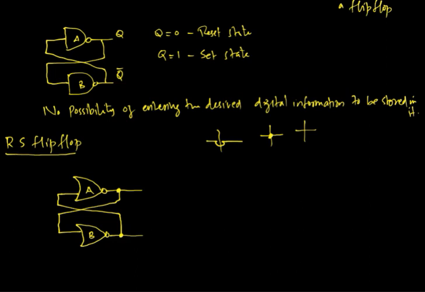Now, a NOR gate can have two inputs. So one input is given from the output of the other NOR gate, and here we are giving some inputs, and these inputs are referred to as R and S. The outputs are denoted by Q and Q bar. So this is an RS flip-flop.